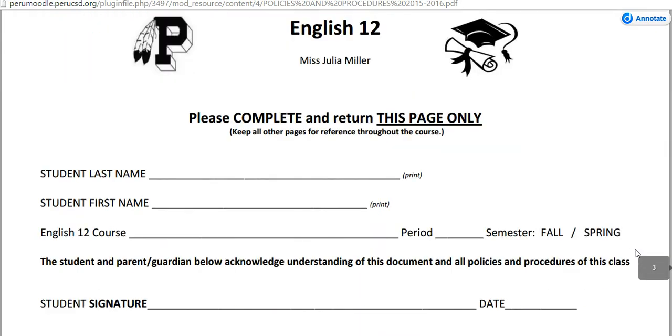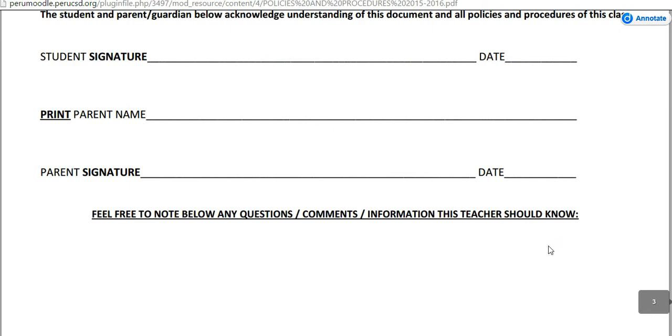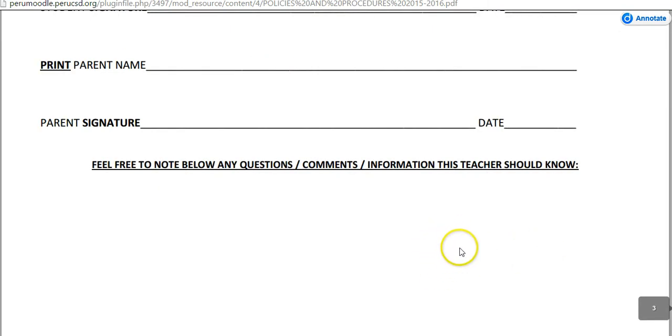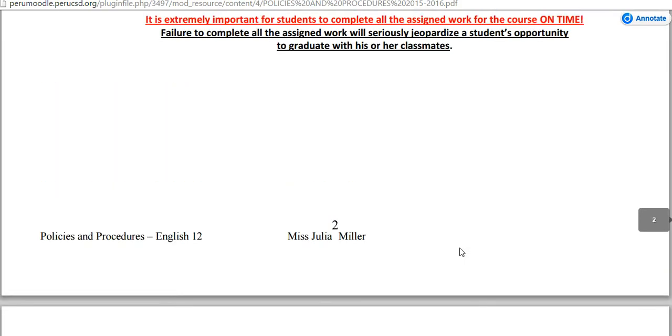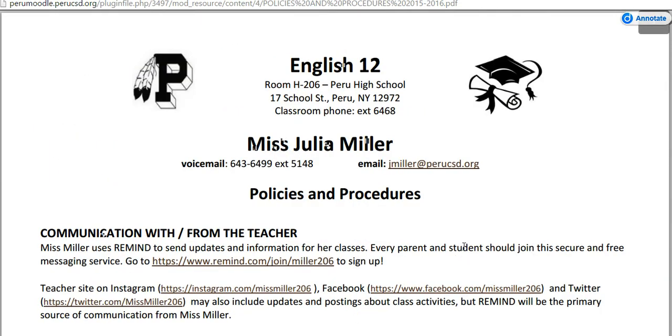This page I didn't talk about in class today either. If you would please fill it out, sign it, and have a parent or guardian sign it and bring it back to me. Feel free to note any questions or comments that you have on the bottom of that sheet. Retain the rest of this, the other 2 pages for your information. And that is the English 12 Policies and Procedures.